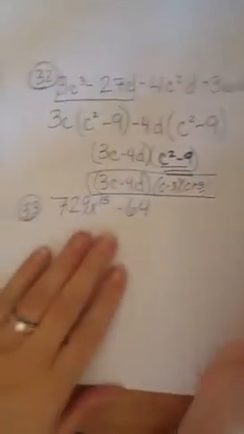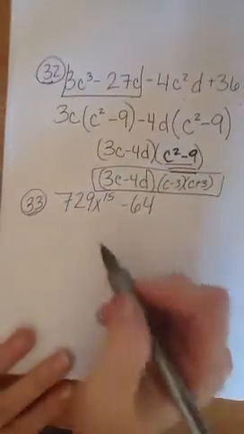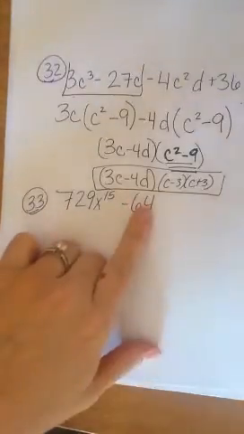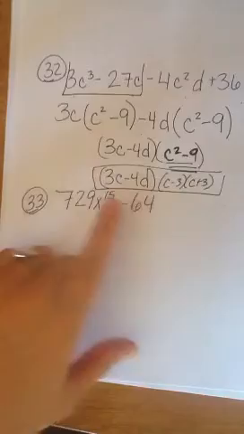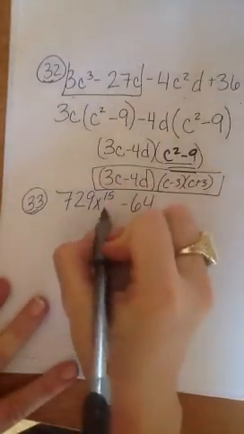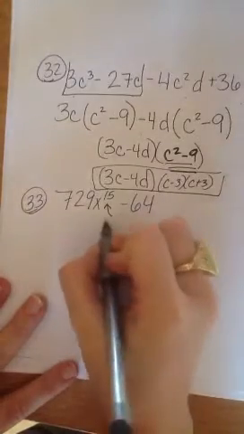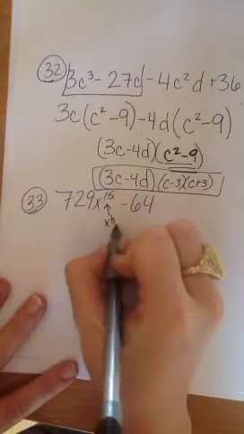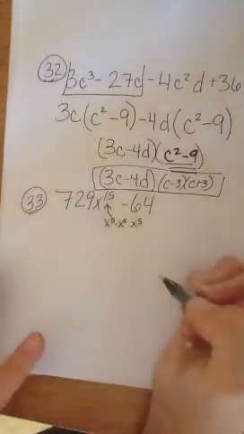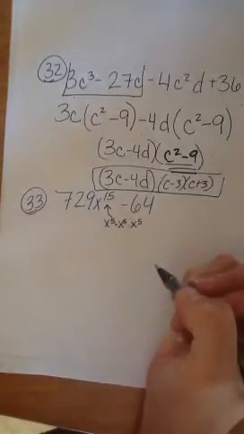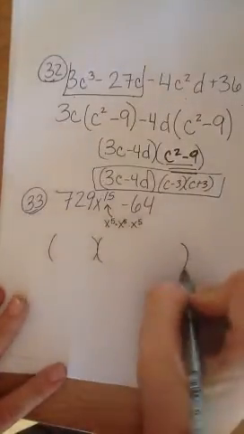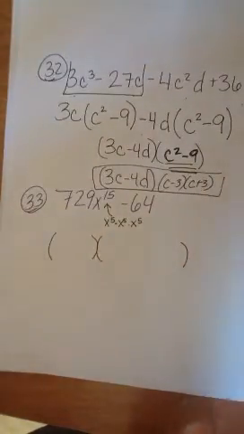Looking at this long one here on 33, we got some big numbers. Don't let it throw you off. 64 is a perfect cube and a perfect square. So is 729. But x to the 15th is only a perfect cube. X to the 5th times x to the 5th times x to the 5th. It's only a perfect cube. So we're going to have a binomial and a trinomial. Do this in order.